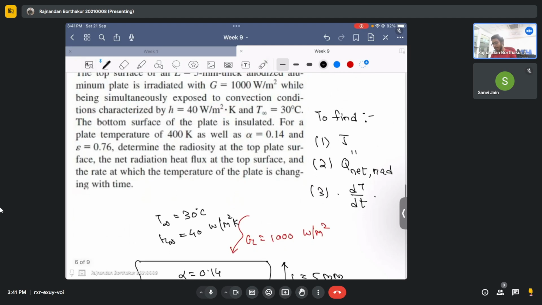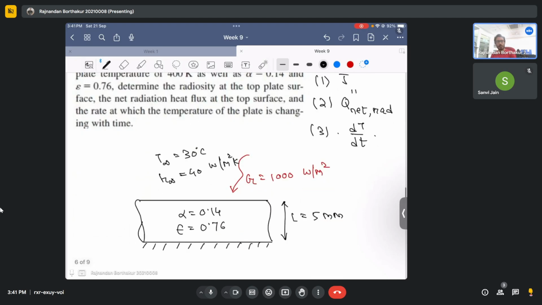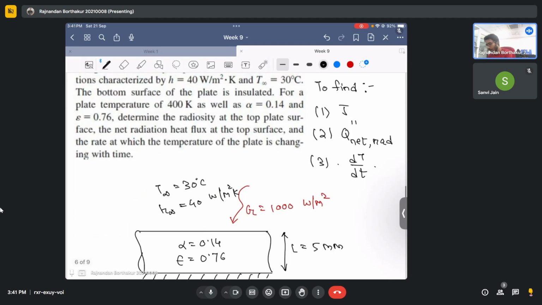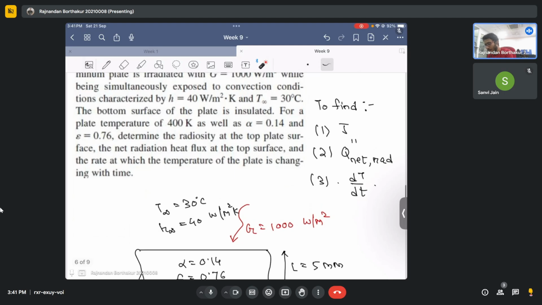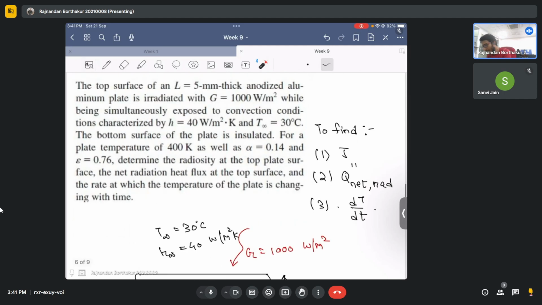Okay. Having said that, and given all the properties of this body, they are asking to calculate what is the radiosity, the net radiation heat flux, and the rate of change of temperature of the body with respect to time. Okay. So we'll proceed in a systematic way.